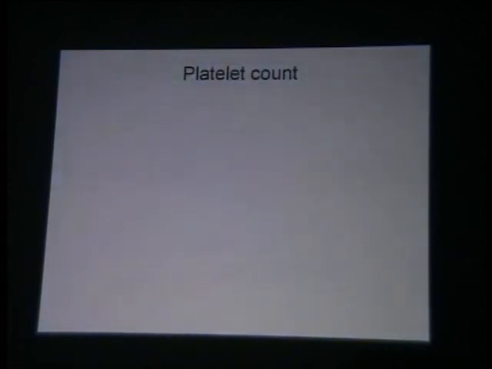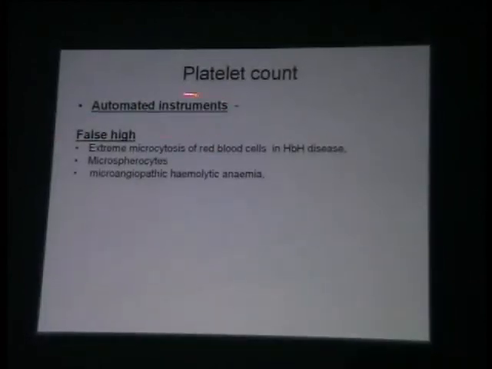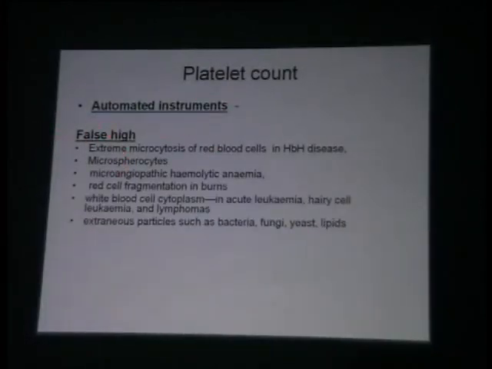Next page. Next. Automated instruments can give you false high due to, please remember these causes. So if you have a very high platelet count, it may be due to extreme microcytosis, especially in patients of HBH disease, microspherocytes, microangiopathic hemolytic anemia.